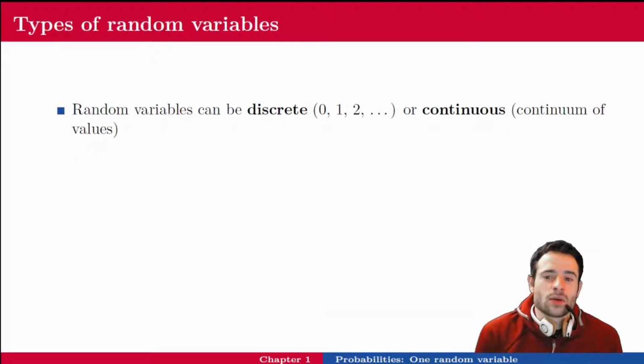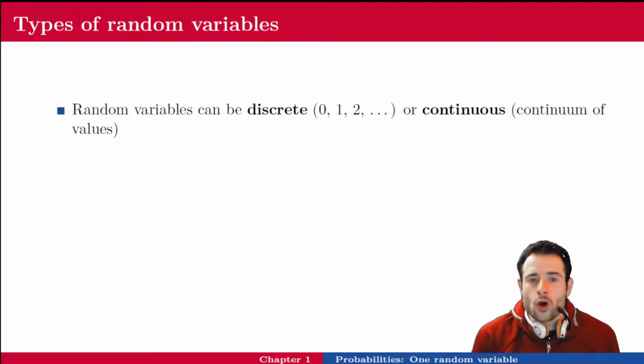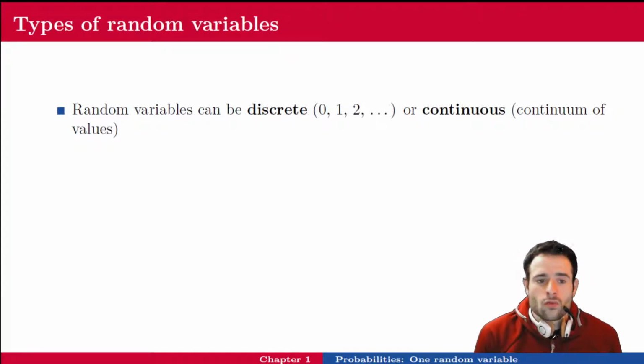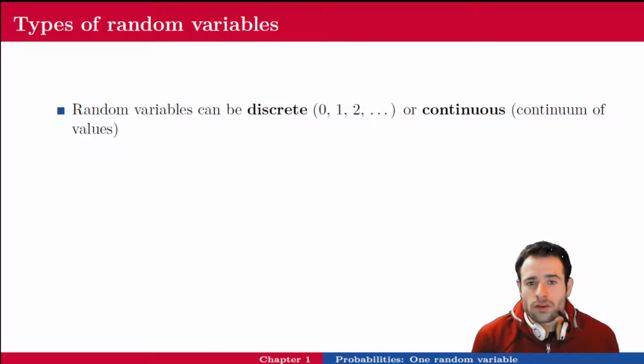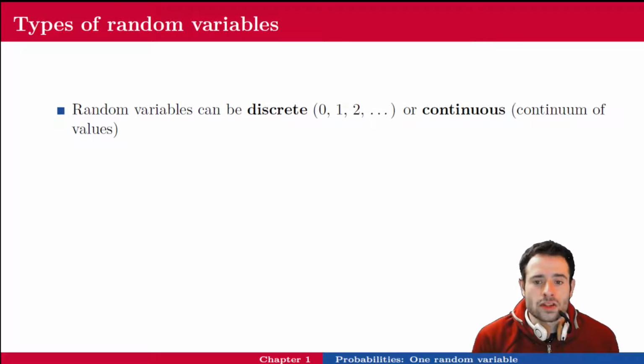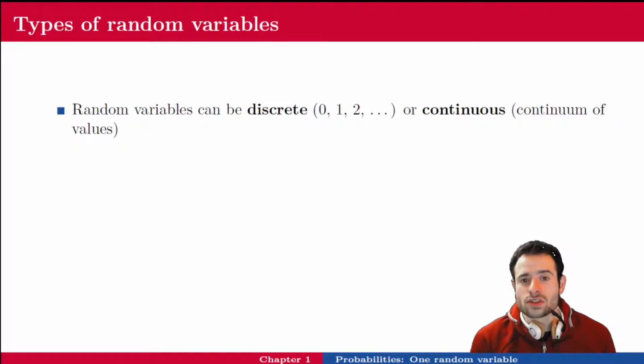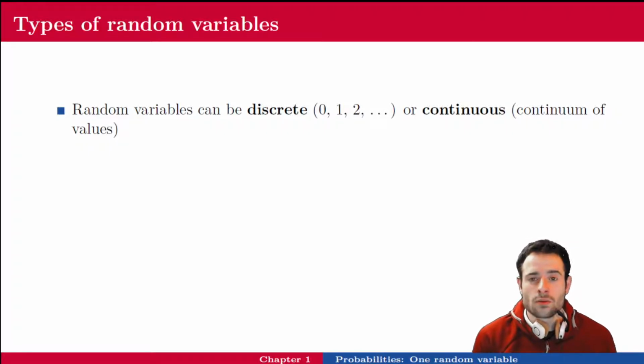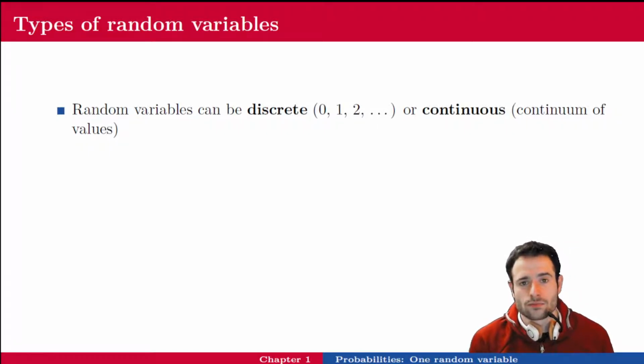We typically distinguish 2 types of random variables. Random variables can either be discrete, they take a discrete number of values, 0, 1, 2, possibly infinite, but we don't have any decimal places, or they are continuous, as in there is a continuum of possible values.